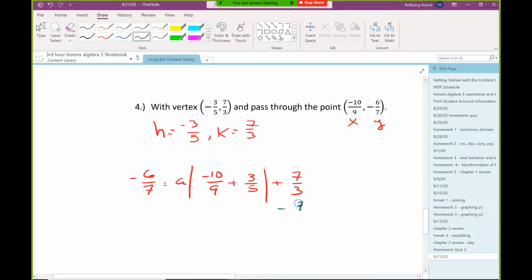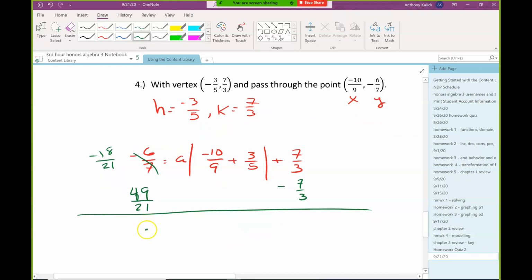So we're going to subtract 7/3 from both sides. But to subtract 7/3 from 6/7, we need a common denominator. The common denominator between 6/7 and 7/3 should be 21, right? So that's going to turn this into 49 over 21. I just multiplied the top and bottom of that fraction by 7 over 7. And this one is going to turn into negative 18 over 21 by multiplying the top and bottom of that fraction by 3 over 3. Everybody's okay there?